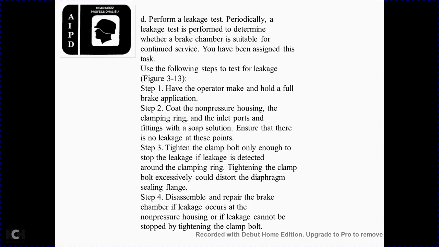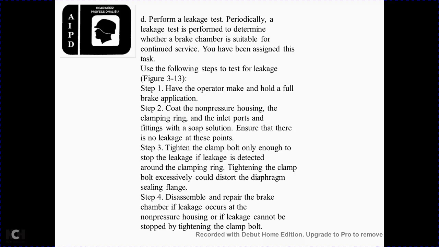Perform the leakage test periodically to determine whether the brake chamber is suitable to continue in service. Use the following steps to perform the leakage test. Step 1, have the operator make a full brake application. Step 2, coat the non-pressure housing, the clamp ring, the inlet ports, and the fitting with soap solution. Ensure that there is no leakage at these points.